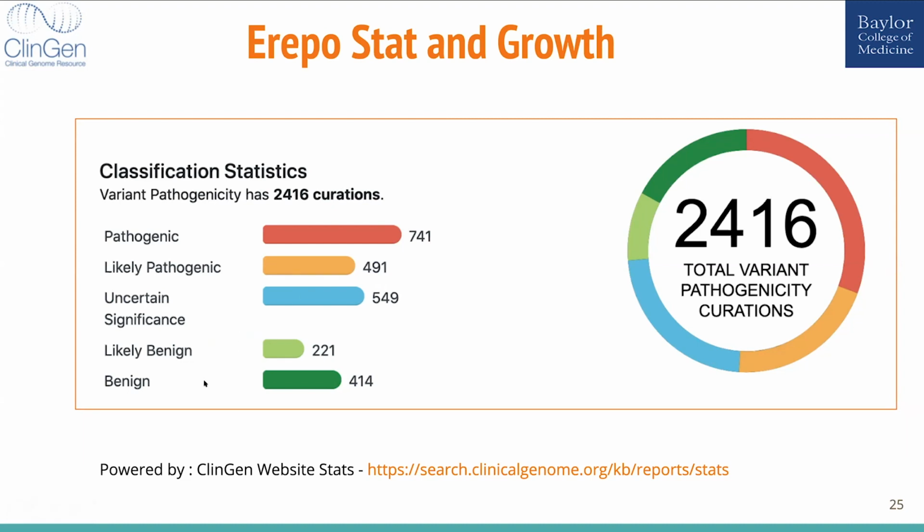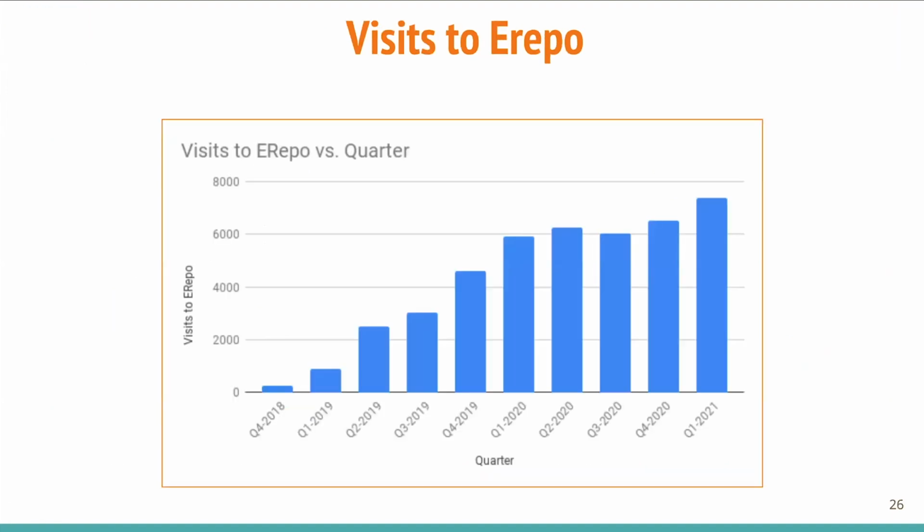This is a quick look at the number of visitors that we get on a quarterly basis, from the day it was established to the last quarter. So there is a gradual increase. And to be specific, we had around 7,300 users last quarter.